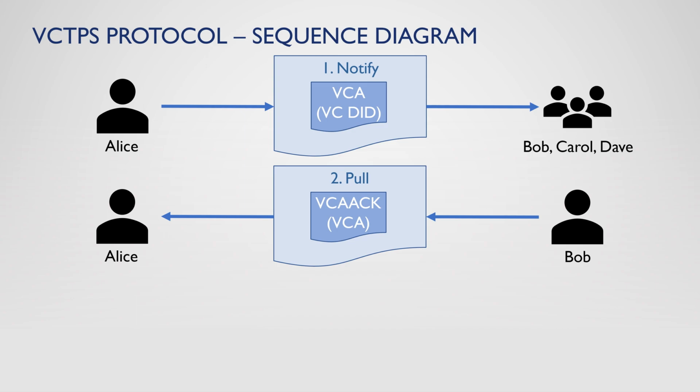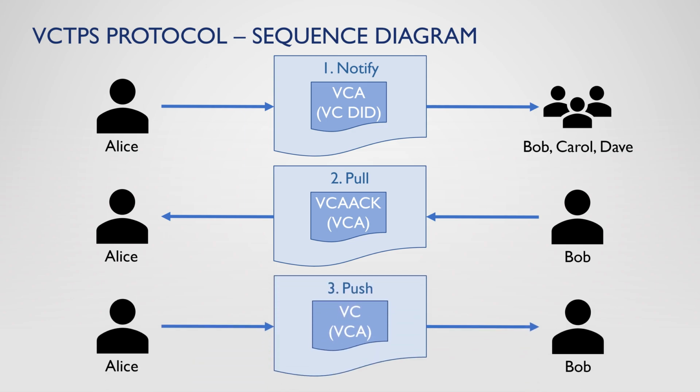Bob or all 3 of them might reply and said, yes, I agree to the VCA, to the Verifiable Capability Authorization. Send me the credential. And then Alice then pushes the VC. And she pushes the VC that has the embedded VCA in it to Bob. So instead of Alice just simply sending the VC to Bob, we have a 3-step process to provide secure access, secure rights-based or capability-based access to the VC.